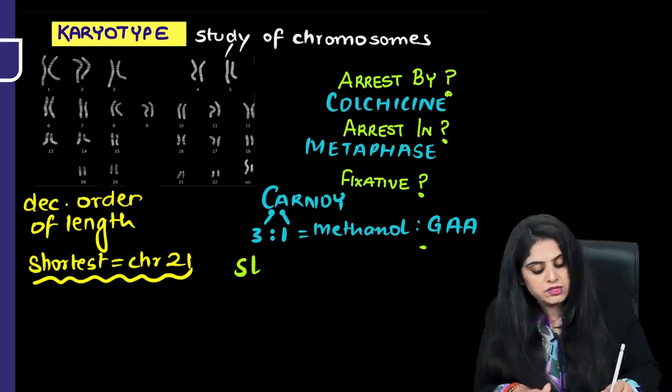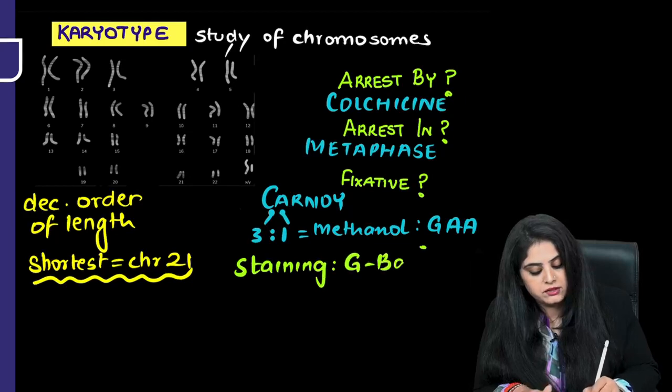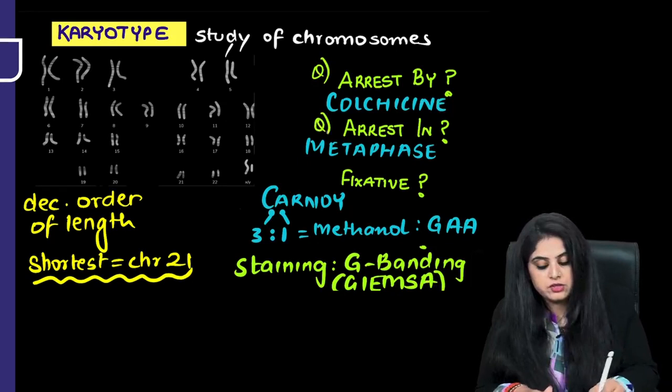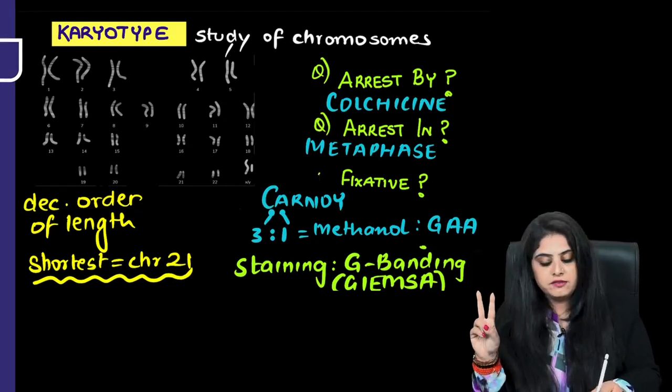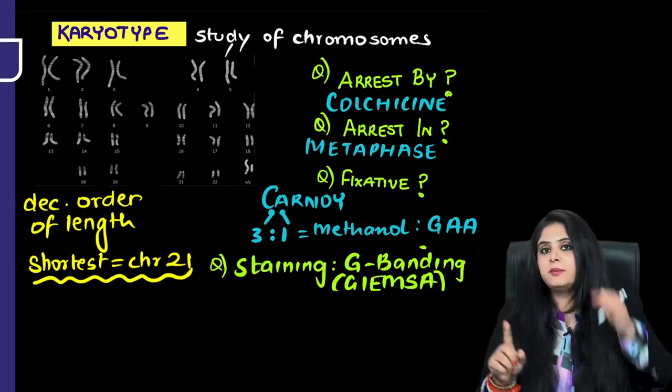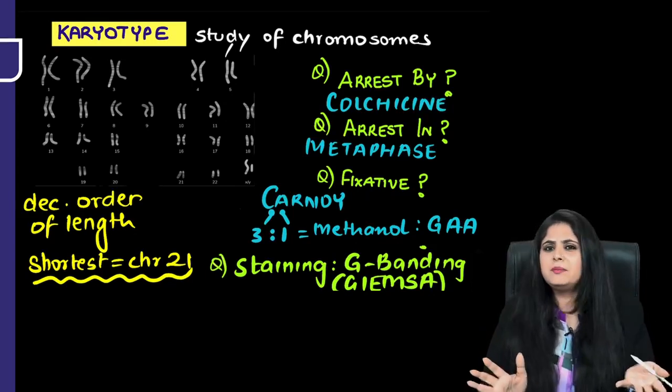Now you will tell me what is the staining that has occurred in them. In all of them, the most common staining is known as G banding. G stands for Giemsa. The most common banding is G banding. All of these are previous year questions. Metaphase, colchicine, fixative is 3:1 Carnoy's fixative, and the staining is Giemsa banding. Giemsa banding means normal light microscope.